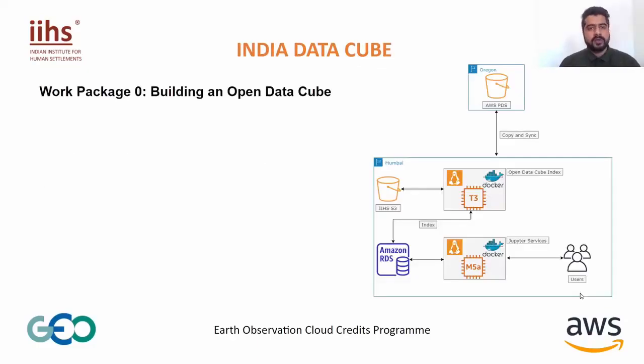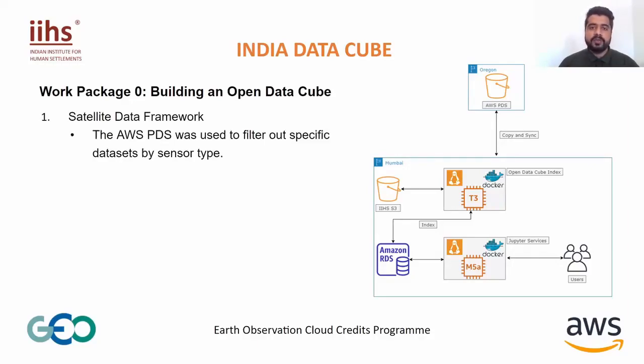In work package 0, we're using the Open Data Cube framework to populate 2 types of data sets. One is the satellite imagery from the AWS Open Data Archive, and the other is the census and sample survey data sets that will be rasterized. In the first part of the framework, we build a satellite data framework from the AWS PDS, the Public Data Archive, through which we filter out specific data sets by sensor types, that is either Landsat 5, Landsat 8, as well as the Sentinel series.